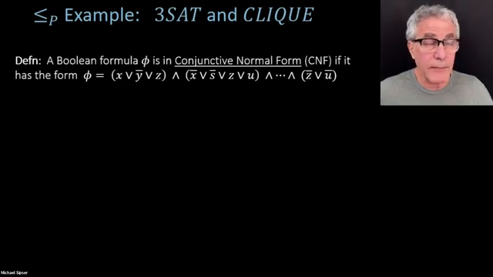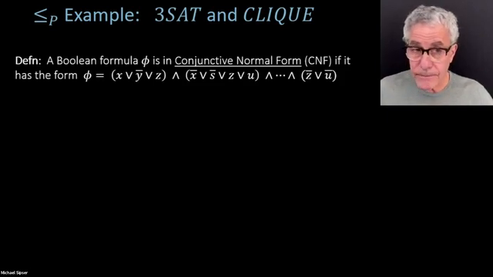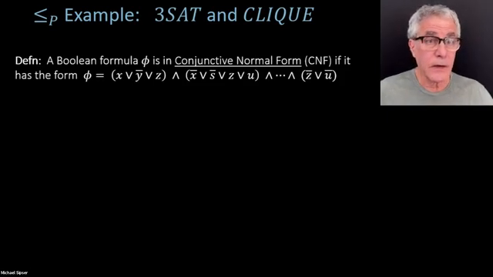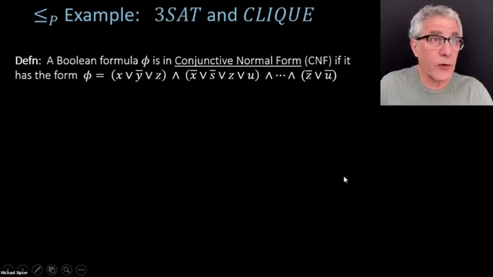So remembering again about Boolean formulas, we're going to consider a special class of Boolean formulas, a restricted form called conjunctive normal form. And this formula here in particular is in that conjunctive normal form.